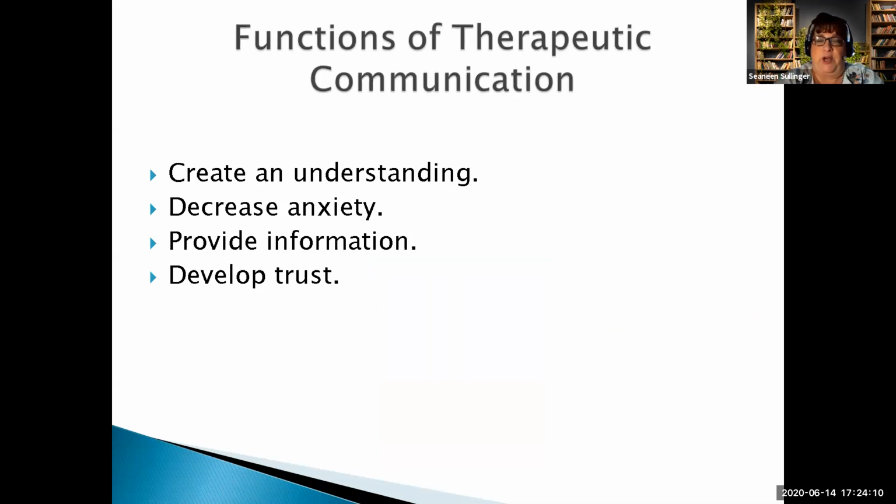Because that's something as a healthcare professional that you will be learning how to do, and you probably already do it. The functions can include creating an understanding. So you're trying to get a thought across, and somebody understands you. For example, discharge teaching. Say you want the person to walk around the block once a day. That's the goal. And so you're going to create an understanding with that patient that they need to do that. They need the exercise. It will help them with their breathing. It will help them lose weight, those types of things.